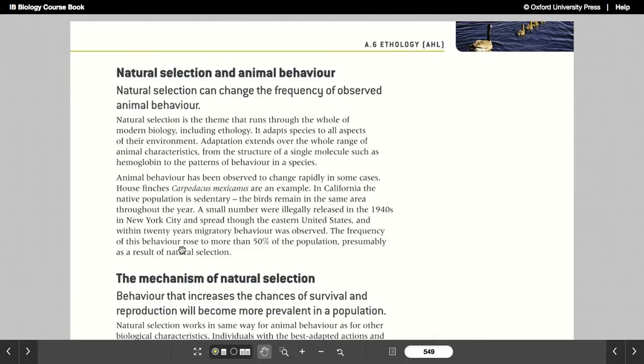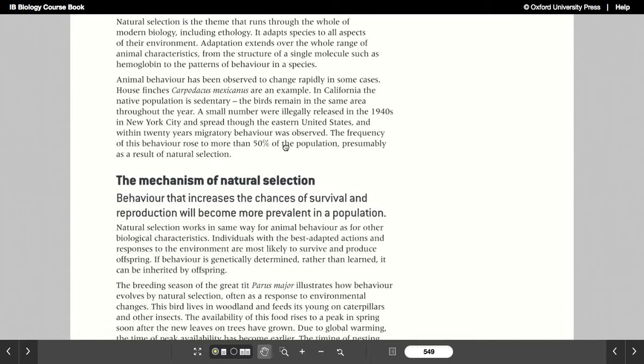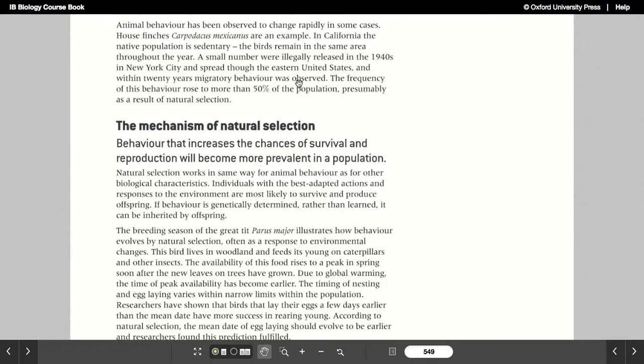So the example they're talking about here is a house finch, and the native population in California is sedentary, so they just hang out in the same area. And then a bunch of them were taken over to New York City and released, and then they became migratory birds within 20 years. So that's an animal behavior that they learned to do because it gets cold in the winter, and they wouldn't have survived. So the ones that learned how to migrate lived, and the ones that didn't died. So there's our natural selection there, and how that animal behavior can change.